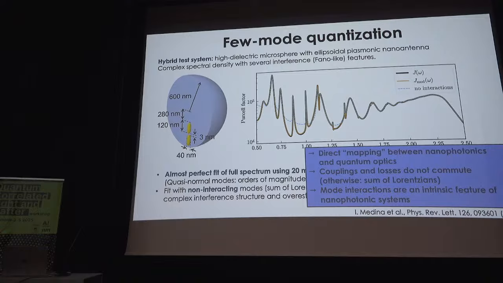If they were just Lorentzians, I could diagonalize the whole system at the same time, and I would just see a sum of Lorentzians. But here, in the emitters, we see exactly these structures, this interference of the emitters, which are due to non-commutativity. That means that for many nanophotonic systems, these kinds of mode interactions are an intrinsic feature.